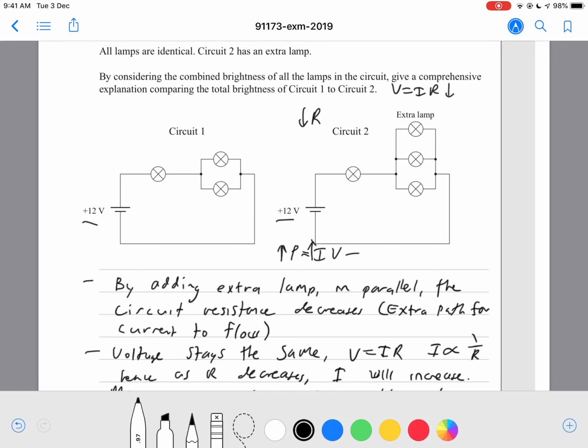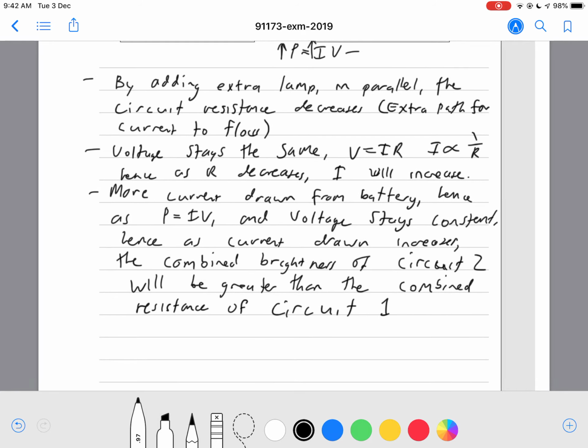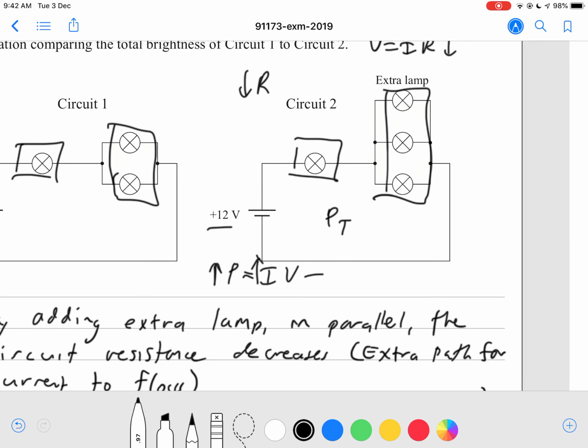So if you read the question, by considering the combined brightness of all the lamps in the circuit, I think that if you want to go one step further, you could compare the individual power outputs. You could compare the power output of this lamp with the power output of this lamp in circuit 1. I don't think it's necessary because it says by considering the combined brightness of all the lamps. So you're considering the total brightness, so compare the total brightness of circuit 1 and circuit 2. This explanation has compared the total brightness. So I don't think it's necessary, but if you wanted to compare the individual lamps, that would be okay as well. So I'll do that as well.